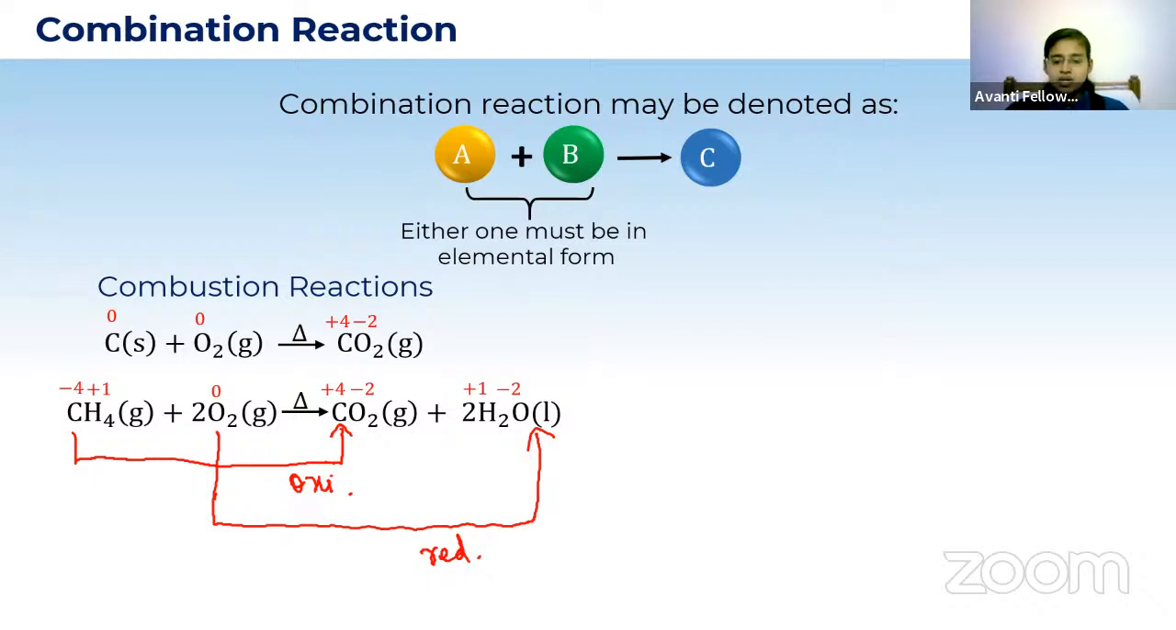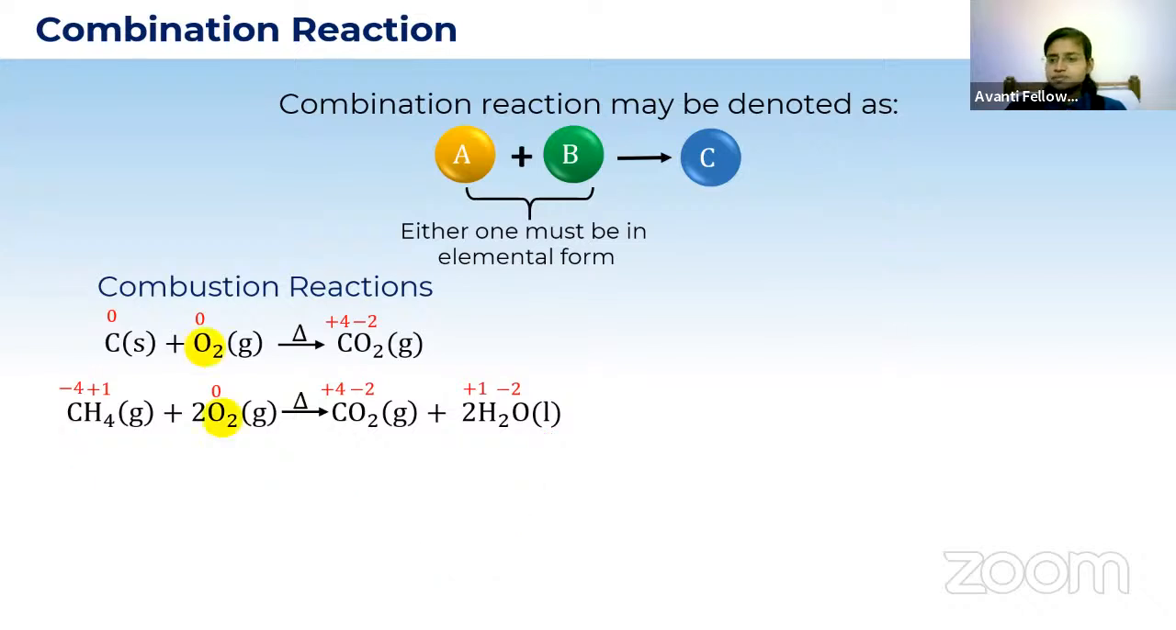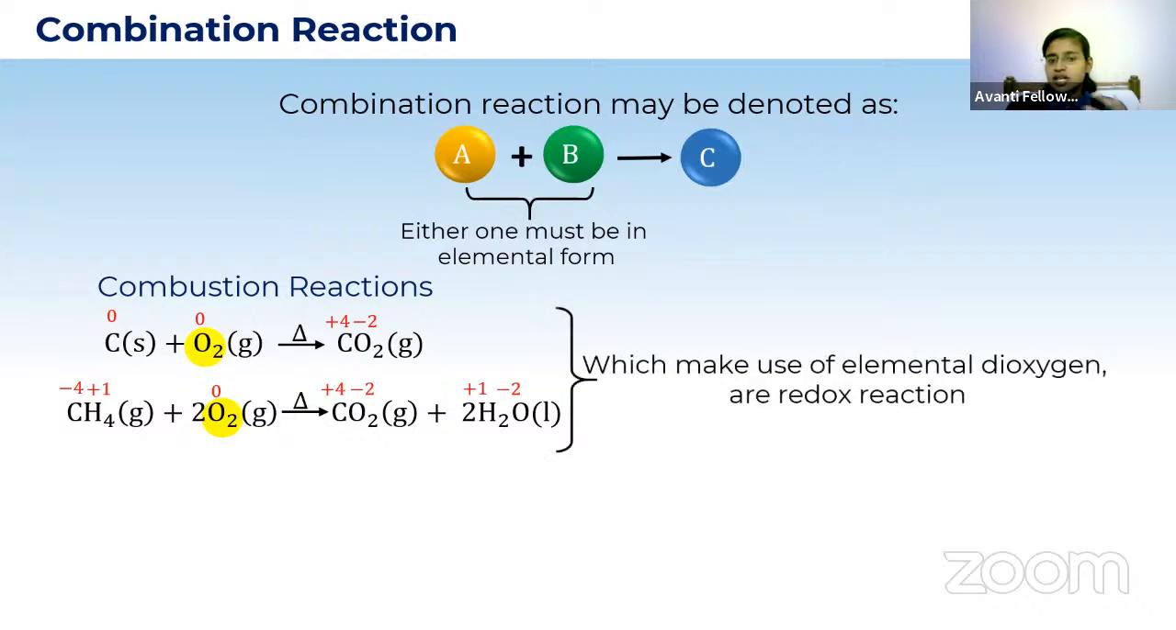In both cases, we are using oxygen, which reacts with carbon and methane to give the corresponding products. The combustion reactions which use elemental dioxygen as one of the reactants are redox reactions. Oxygen is present in the elemental form in combustion reactions. Carbon is an element, but methane is not an element, it is a compound. So oxygen is acting as an element in both cases.